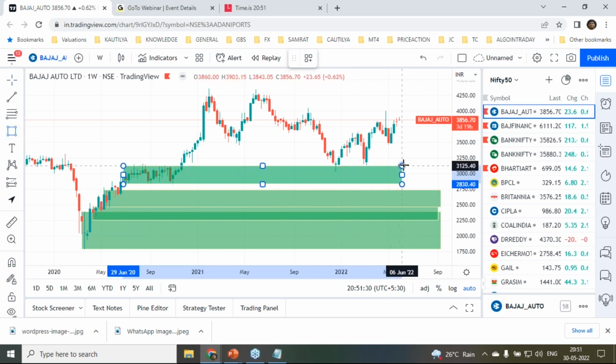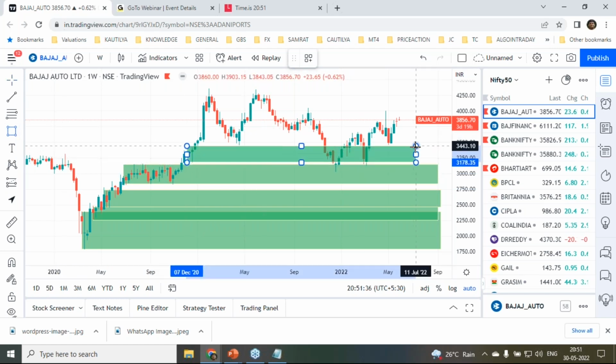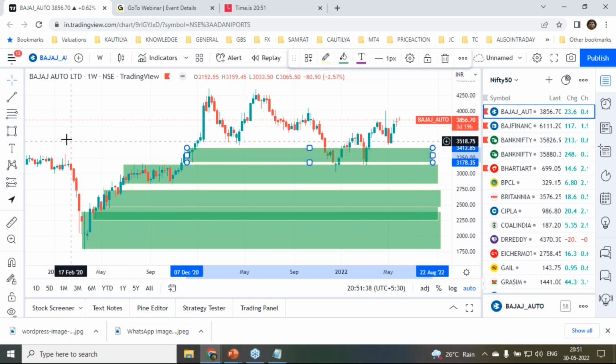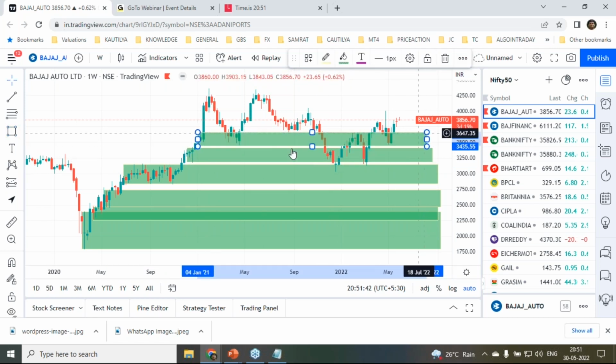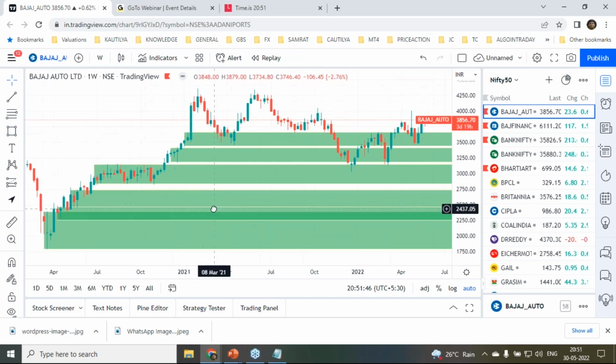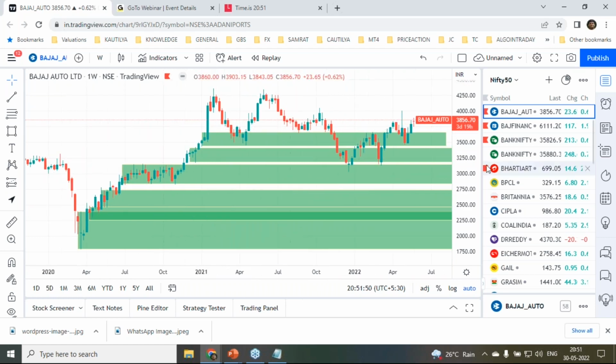I'll mark one more combination of bases. I'll mark one more rectangle. I'll take again a bunch of bases. I'll take one more rectangle. I'll mark some more bases. I can see so much compression. And now if you look at it, this whole thing is compression. Now price came here and went up.